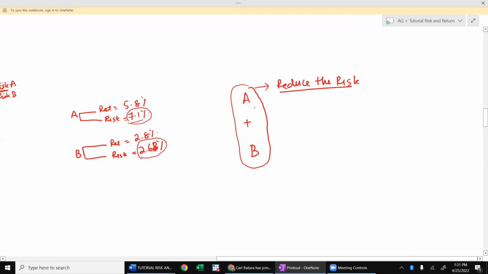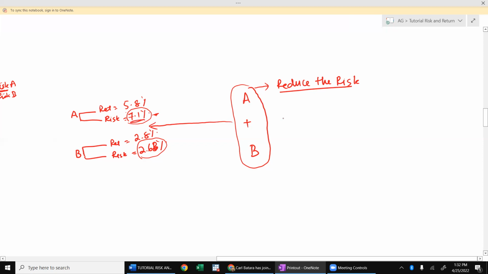So when you make a portfolio, what are you trying to do? Lower the risk. Which risk? The one which has the highest level of risk, A. So if I make a portfolio, will the risk that I calculate be less than A or greater than A? Portfolio means diversification, meaning reduction of the risk. So what do you expect? Less than A. Very good, Carl says less than A. It means that when I'm making a portfolio, the risk should be less than 7.1%.